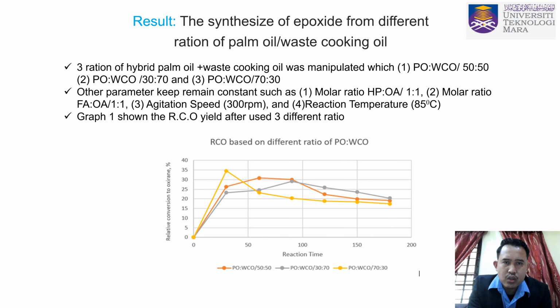So result number 2, the synthesis of epoxide from different ratios of palm oil and waste cooking oil. The method is we select 3 ratios of hybrid palm oil plus waste cooking oil by manipulating the percent of the ratio: POWCO 50-50, POWCO 30-70, and POWCO 70-30. The parameters are kept constant, and the graph shows the highest RCO at 70 palm oil and 30 WCO compared with 50-50 and 30-70.